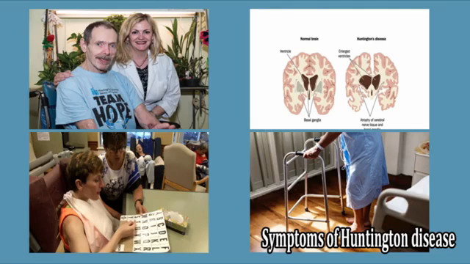Some of the symptoms of Huntington disease include mental problems, difficulties in learning things and decision making, lack of coordination, slow movements, mentally depressed conditions and irritability.